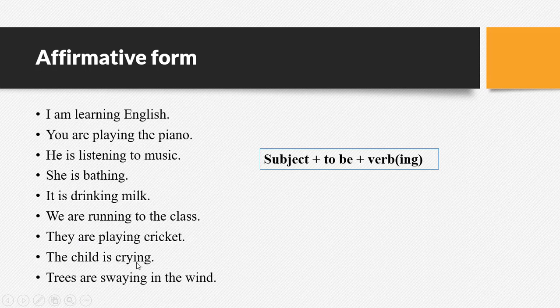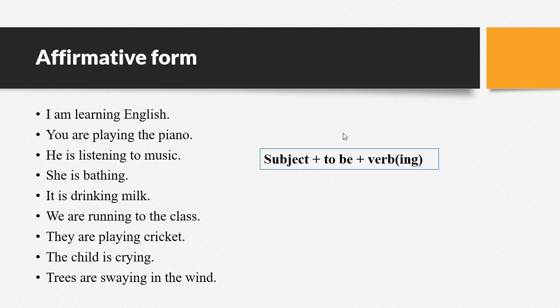The child is crying. Trees are swaying in the wind. Here, these are not pronouns. I have used different subjects. Instead of the pronouns, you can apply any kind of subject you want and keep the be verb according to that subject. That's what you have to do. Here you can see the first word is the subject, and then you write the be verb, and then you write the ing form of the verb, and that is the format for the affirmative form of present continuous tense sentences.